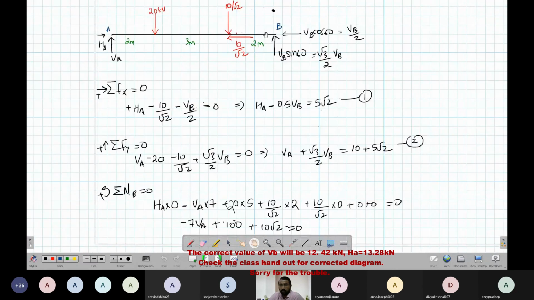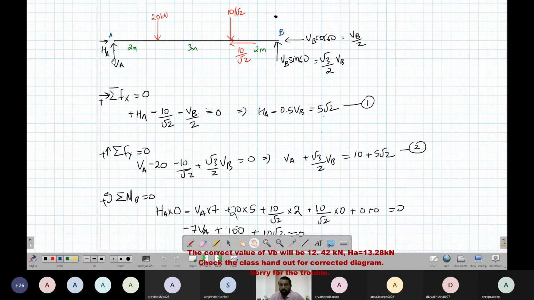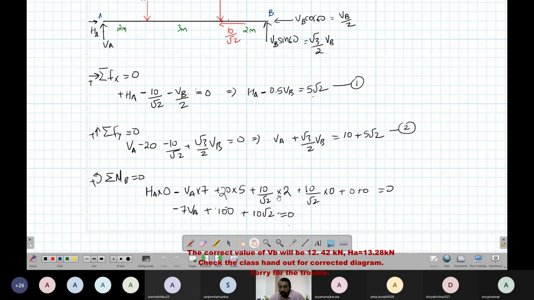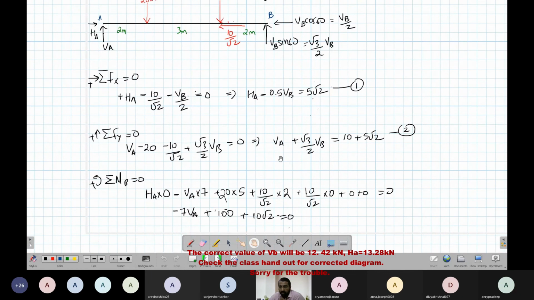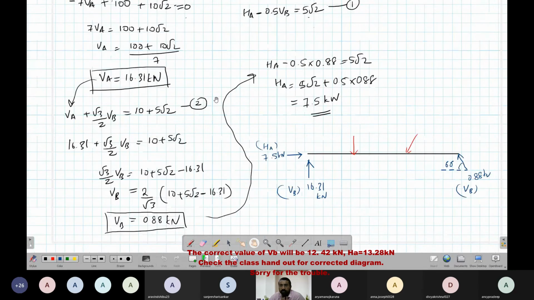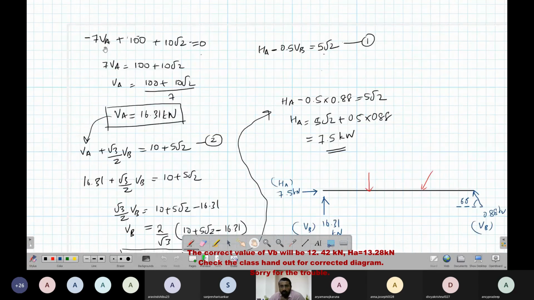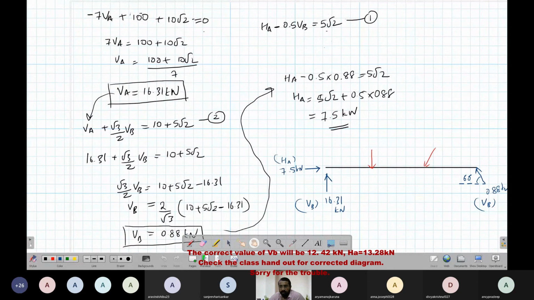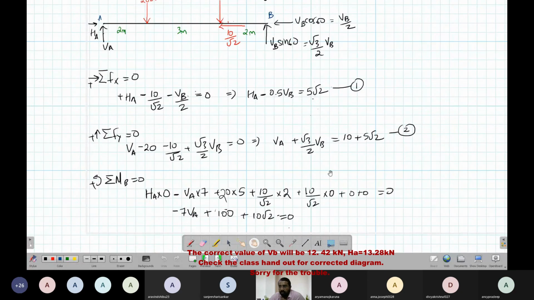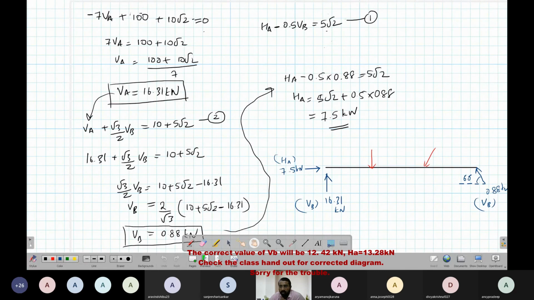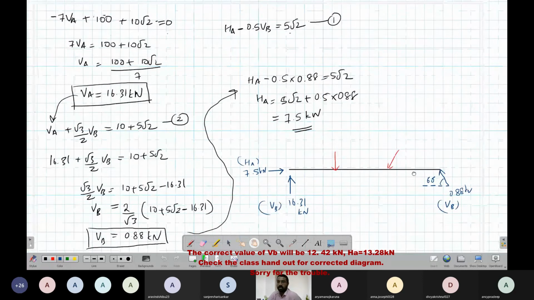Now take moments about this point. So VA times 7 plus 20 into 5 plus 10 by root 2 into 2. Then we got the value of 7. Then substitute in the other equation, plus 5 root 2, and then we get the value. Okay, fine. I hope this is clear.